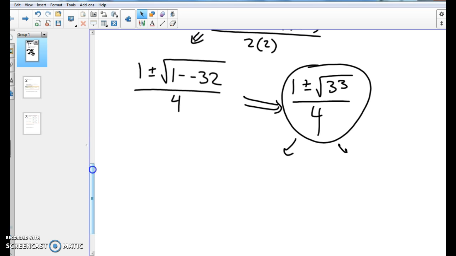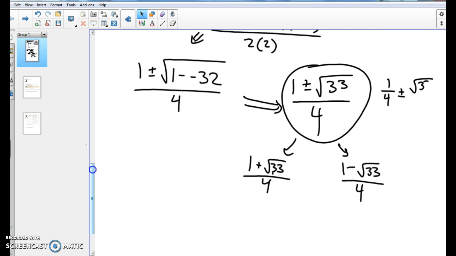So that means our 2 answers are either (1 plus the square root of 33) over 4 and (1 minus the square root of 33) over 4. Okay. Another way you might see that expressed is by breaking up the fraction. So what I mean is like this: 1/4 plus or minus the square root of 33 over 4. For this particular problem, that's not any cleaner or easier, but occasionally there will be times where splitting it up might actually simplify things, make it look nicer, whatever. Okay. So that's the first example.